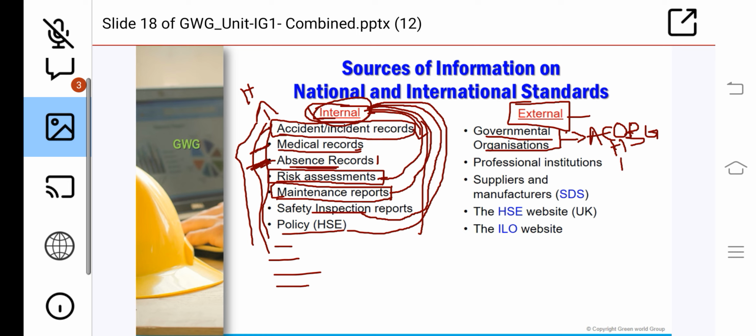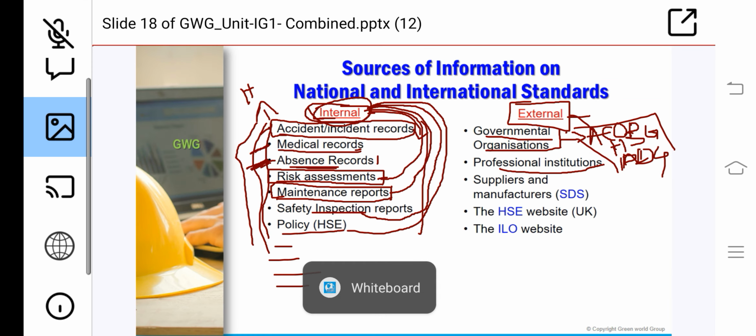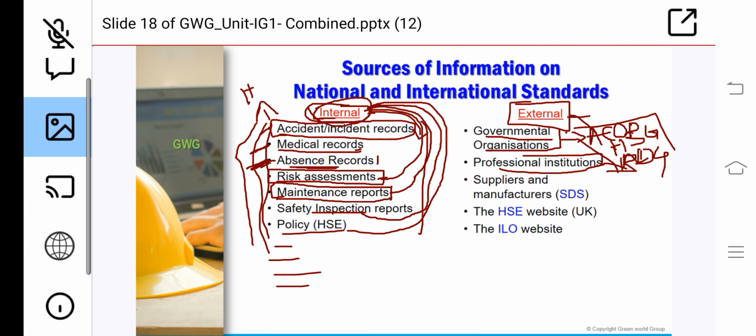Then industrial guidelines. So these are actually external sources of information for the organization to get information related to health and safety. Correct? Then professional institutions. Some institutions are publishing health and safety related information day and night. Even Green Wall Group publishes some health and safety related information in their blogs. So some professional organizations or institutions are also publishing helpful information that the organization can adopt and implement. So this is also one of the external sources of information.